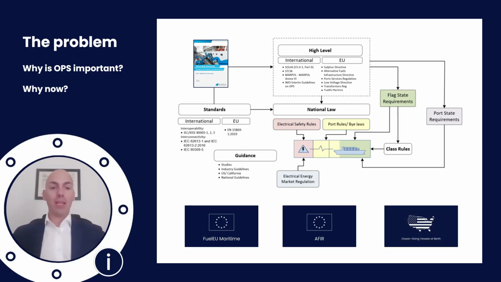But we do know that the ocean-going vessels at berth regulation in California is also one of the driving metrics for shore power uptake, especially for tankers there that are moored at the Los Angeles berths. So why now? This is already here, but from 2030 onwards, across the EU, container ships and passenger ships, according to FuelEU, must be electrified at berth.